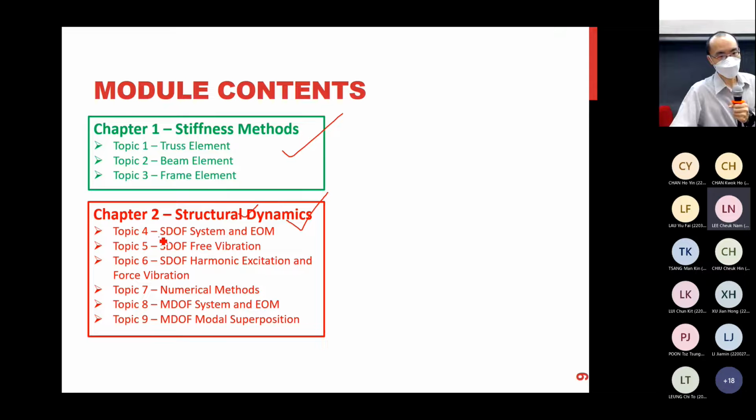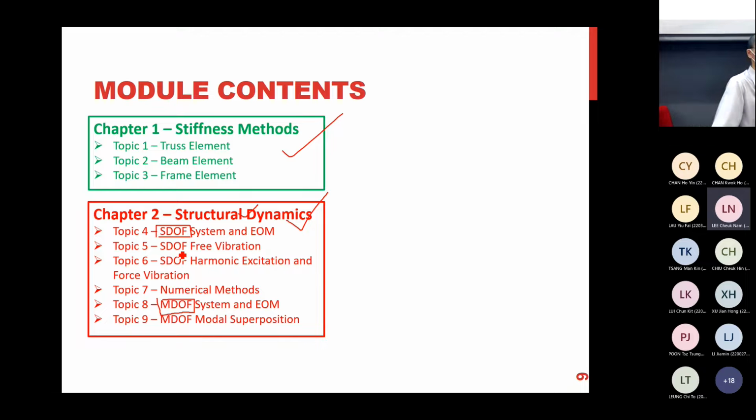At the beginning, we will discuss SDOF. You can take a look at this term at this moment. You don't know what it is. We will discuss what they are later. They are the so-called single degree of freedom system, SDOF, single degree of freedom. And then multiple degree of freedom system, MDOF.